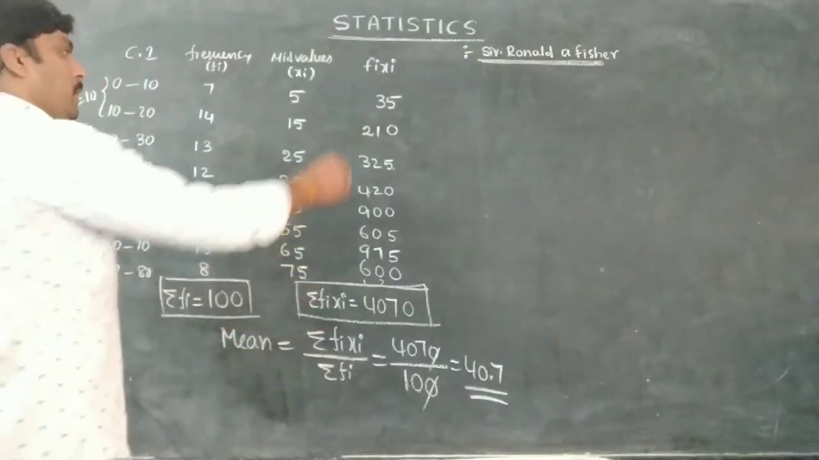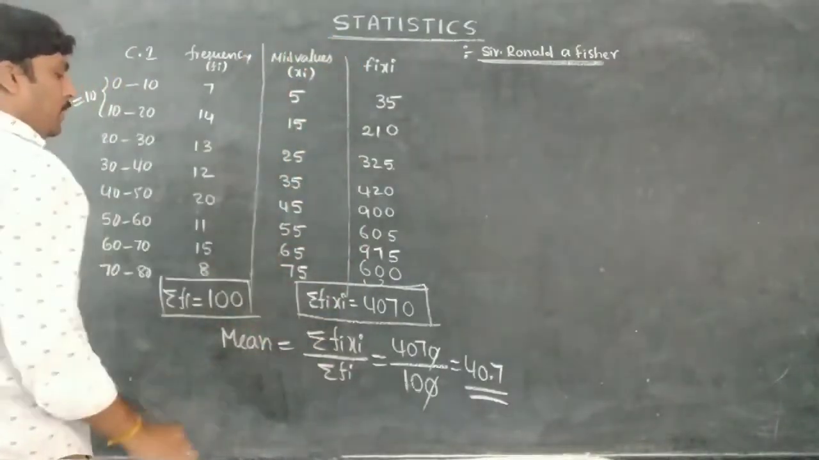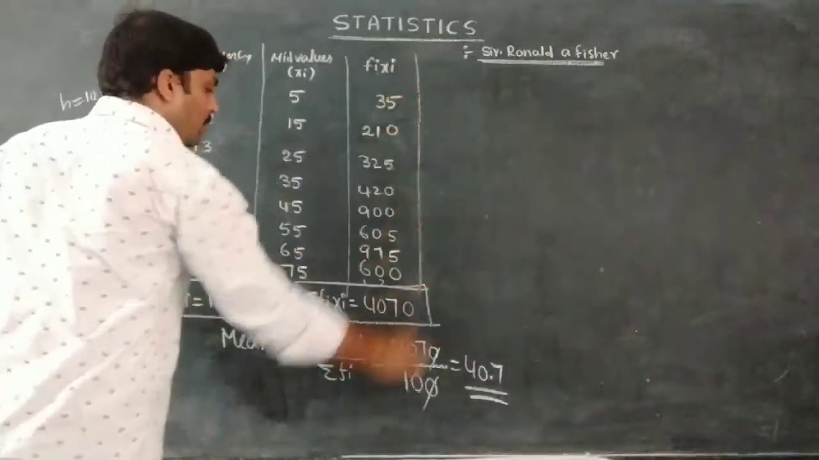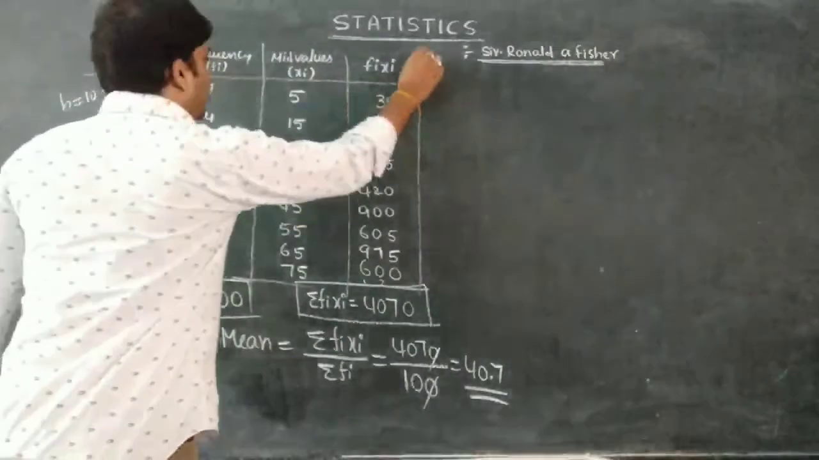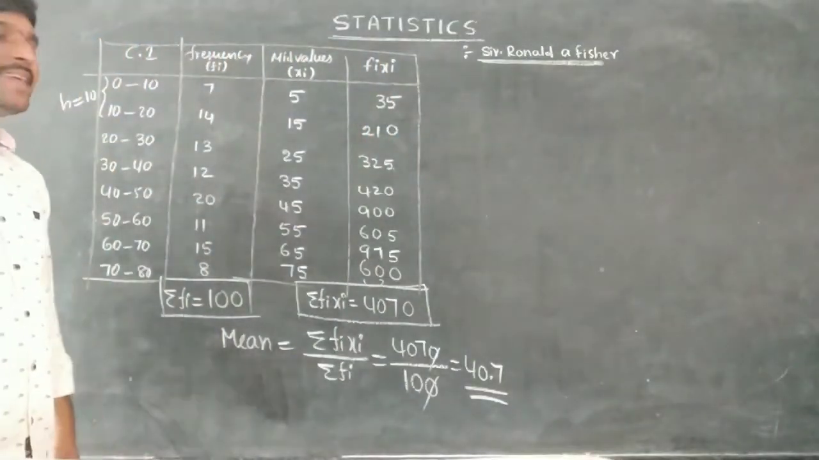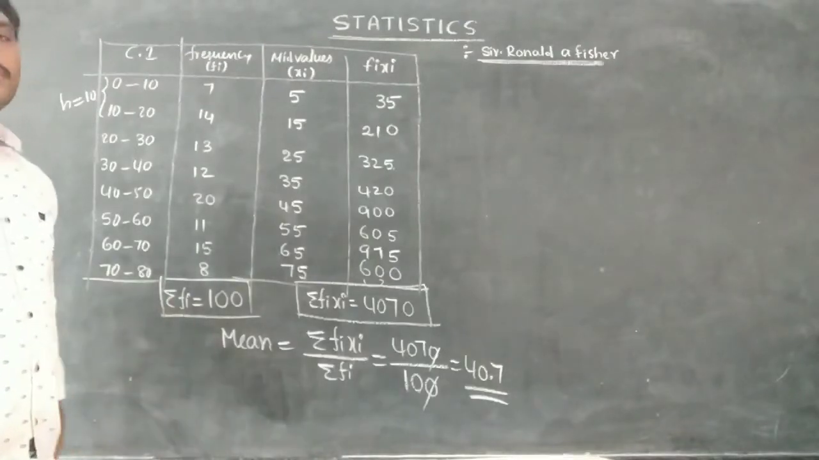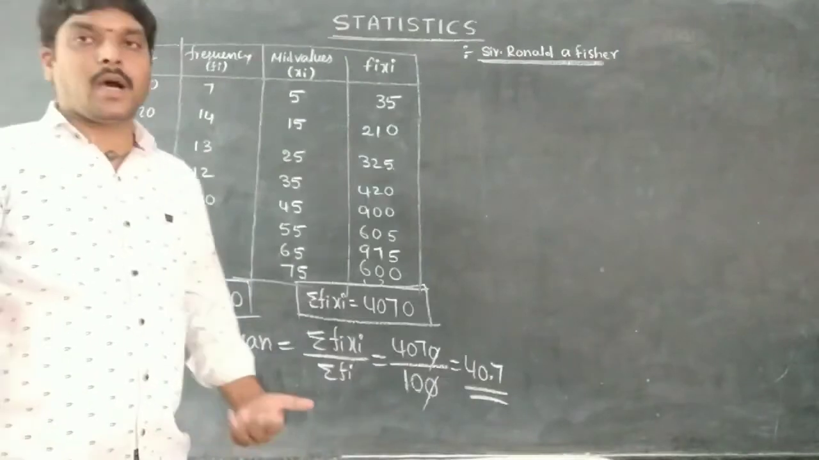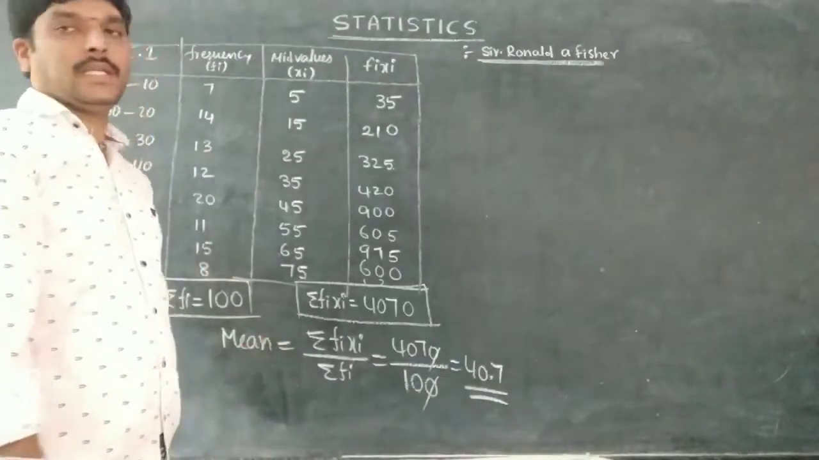This multiplication we are getting, some difficult, some hard to multiply. So this is the mean by the direct method. With the same question, how to do the assumed mean method or step deviation method, we will see next.